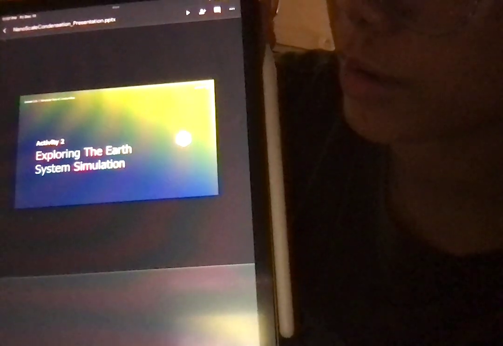Activity 2, exploring the Earth system simulation. What do you think happens to water molecules when water vapor condenses into raindrops in the atmosphere? I'll give you guys a couple minutes to discuss with your partners. And this is just something that we won't quite answer yet, that we are hopefully to find an answer later. So go ahead and turn to your partners and discuss, what do you think happens to water molecules when water vapor condenses into raindrops in the atmosphere?